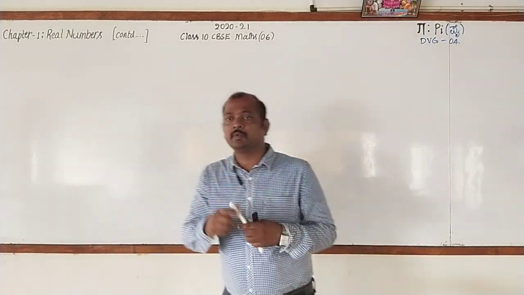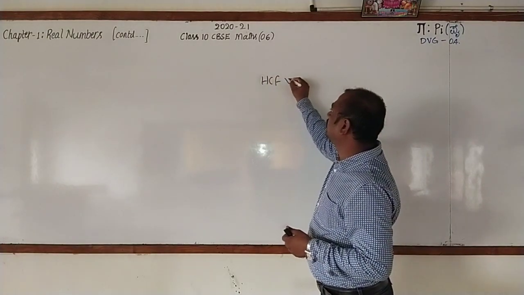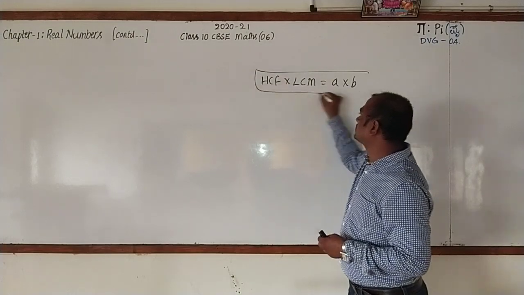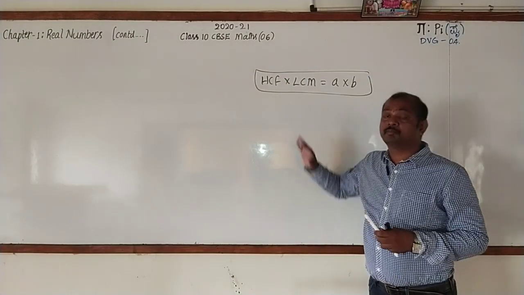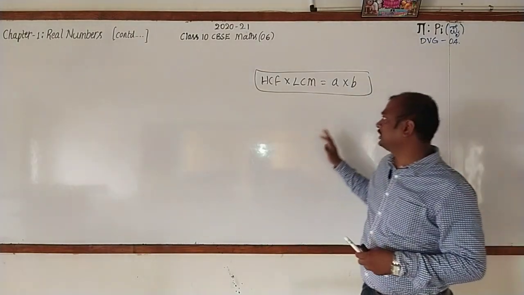What is it? Let me write it. Just recall it. It is HCF into LCM is equal to a into b. So this is an important relationship, must be remembered. So many problems will be asked in the examination.